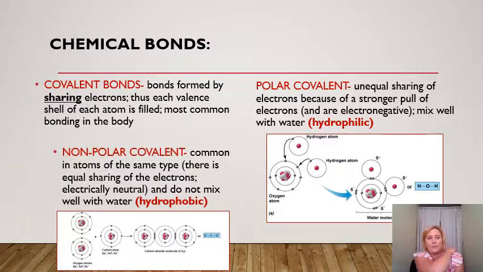These are going to commonly be found among molecules of the same type. So maybe two carbon atoms are bonded together, or two hydrogen atoms are bonded together. In a nonpolar covalent bond, the shared electrons are going to spend an equal amount of time revolving between the two atoms. So there isn't any charge difference. Those electrons are going to spend the same amount of time orbiting each of the carbon atoms in that molecule, or each of those hydrogen atoms in that molecule.